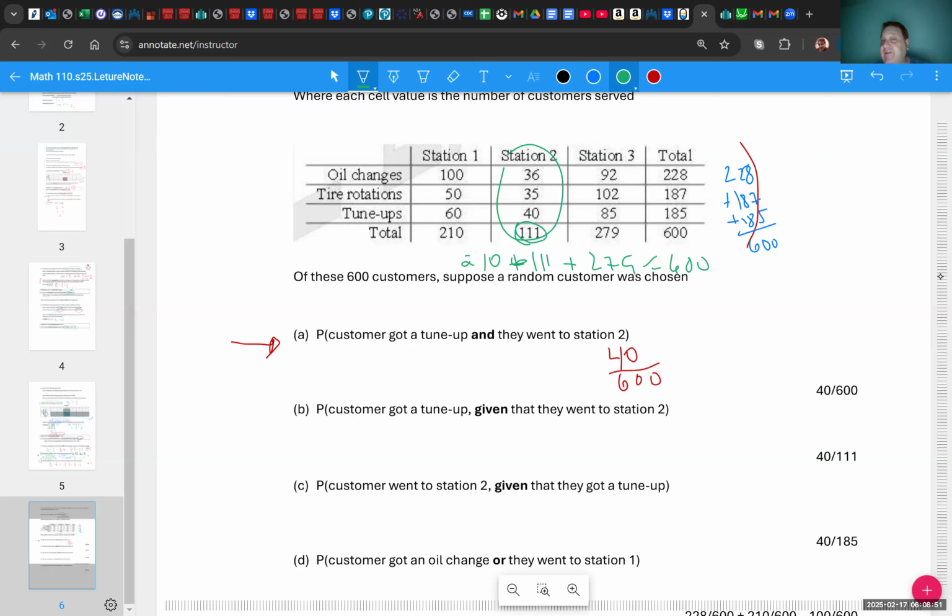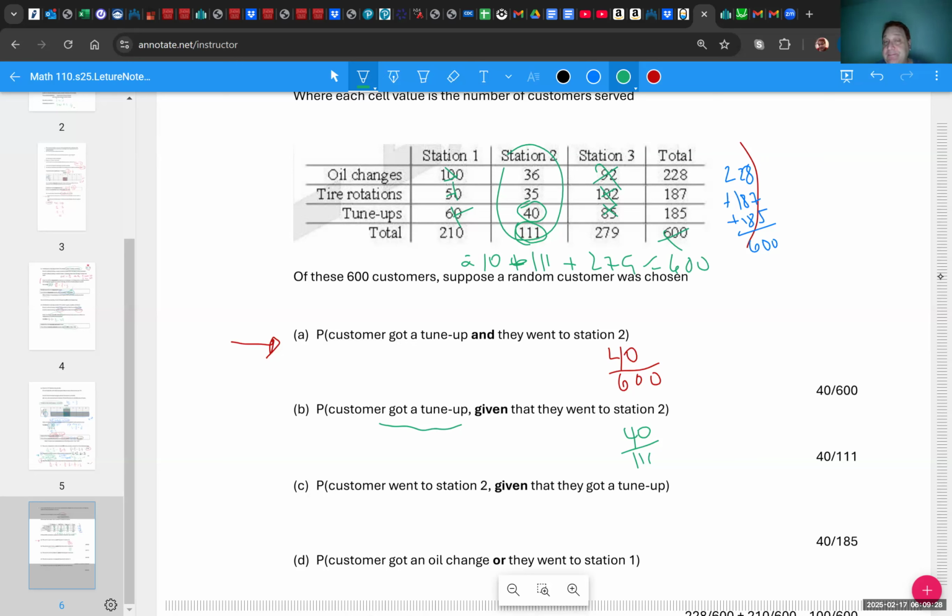We no longer have 600 possibilities because these guys are out. Can't be station 3 guys, can't be station 1 guys. So we don't have 600 anymore. We only have 111 because we are given that they went to station 2. How many of those got a tune-up? Once again, 40 got a tune-up, but it's not 40 out of 600 because we were given they went to station 2. So it's 40 out of 111. 111 are the total for station 2.